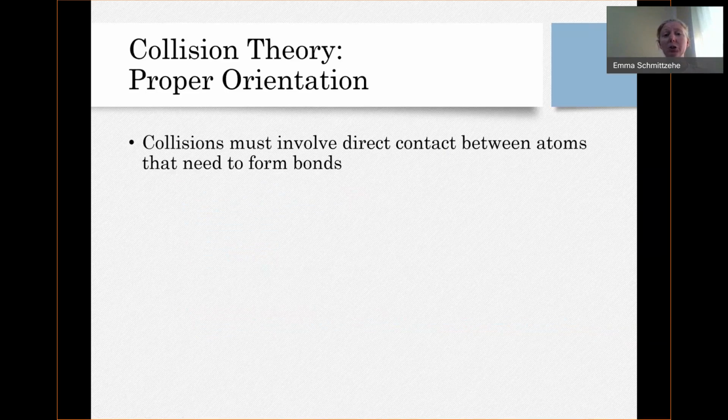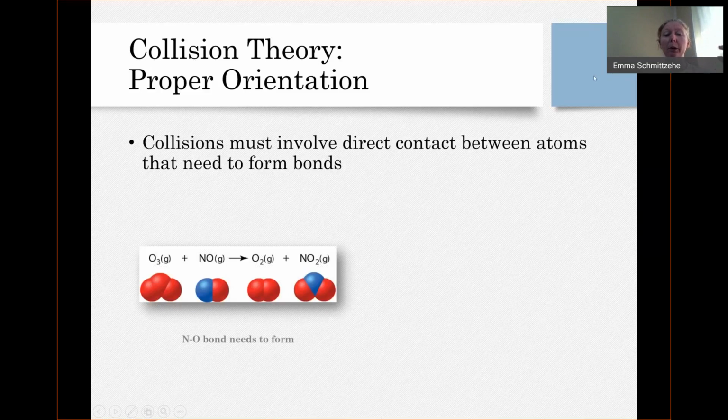Okay, so in a reaction, typically there's some breaking of bonds and forming of bonds. Okay, and the breaking of bonds, that could just happen on its own or because of a collision. But to form a bond, you have to have those atoms come together. They have to come into contact so that they can form a bond. And when we say it needs the proper orientation, well, that means you need to have the atoms that need to bond come together.